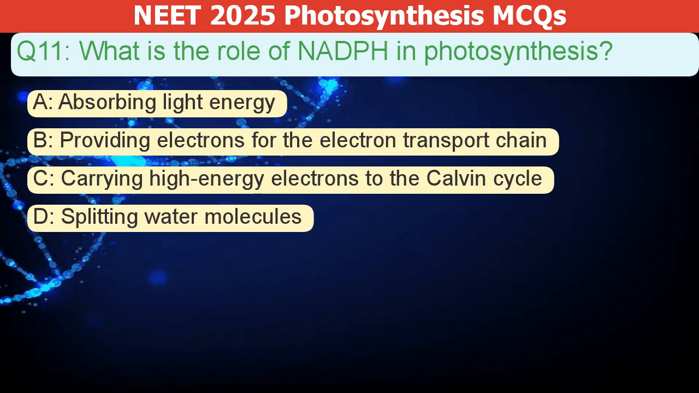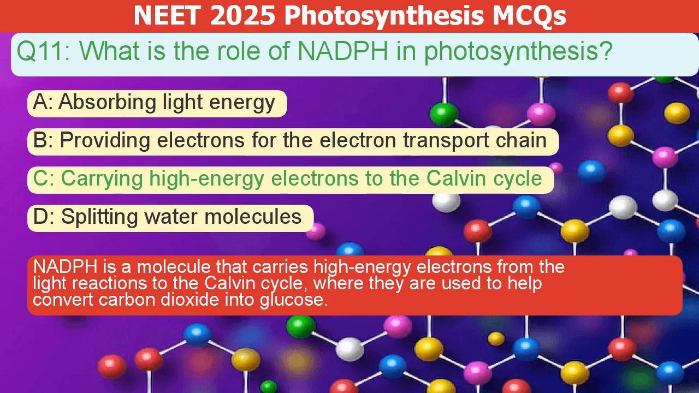What is the role of NADPH in photosynthesis? A. Absorbing light energy. B. Providing electrons for the electron transport chain. C. Carrying high-energy electrons to the Calvin cycle. D. Splitting water molecules. The correct answer is C. NADPH is a molecule that carries high-energy electrons from the light reactions to the Calvin cycle, where they are used to convert carbon dioxide into glucose.